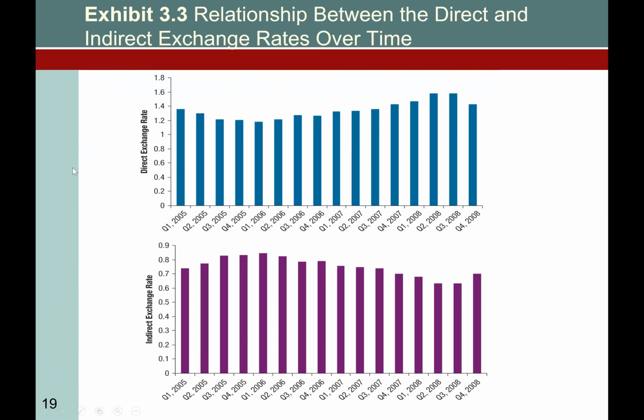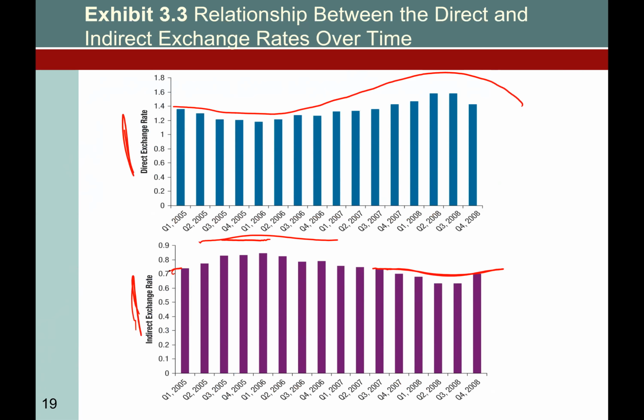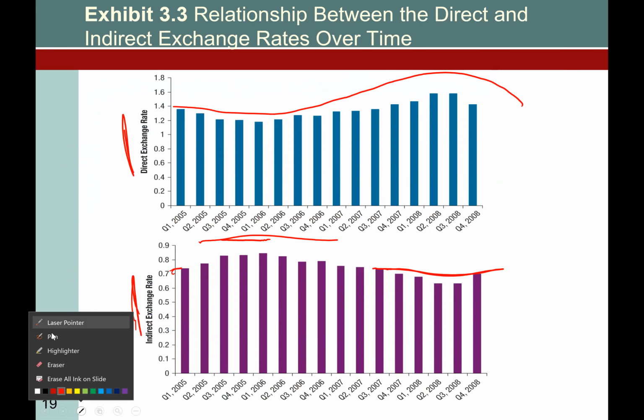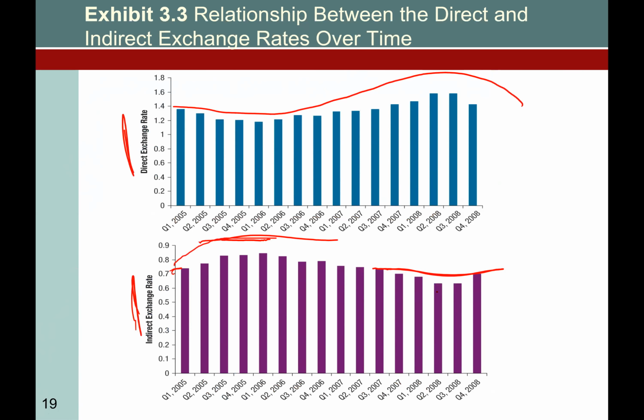So you see the relationship between appreciation and depreciation. This is the direct exchange rate system, and this is the indirect exchange rate system. This is going like here, and this is going like here. So this is like the opposite. If indirect goes up, direct goes down. If direct goes up, indirect goes down. So this is the relationship between these two.